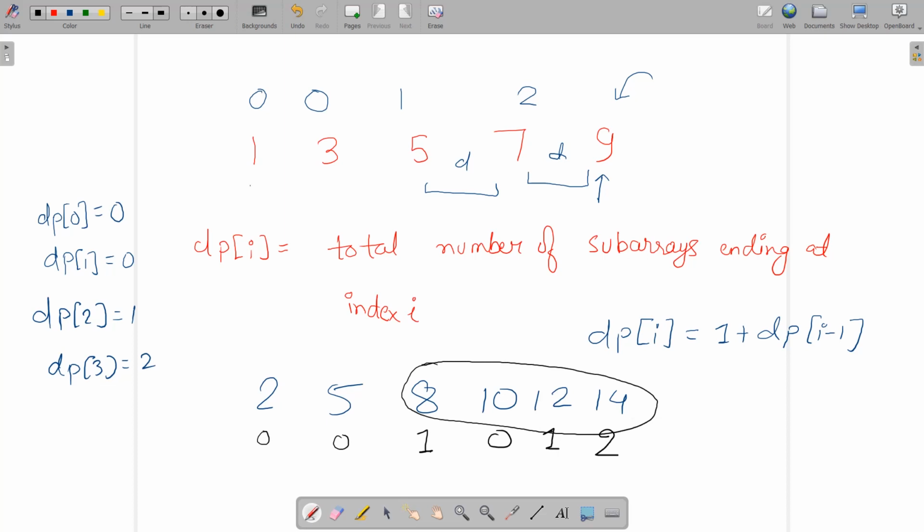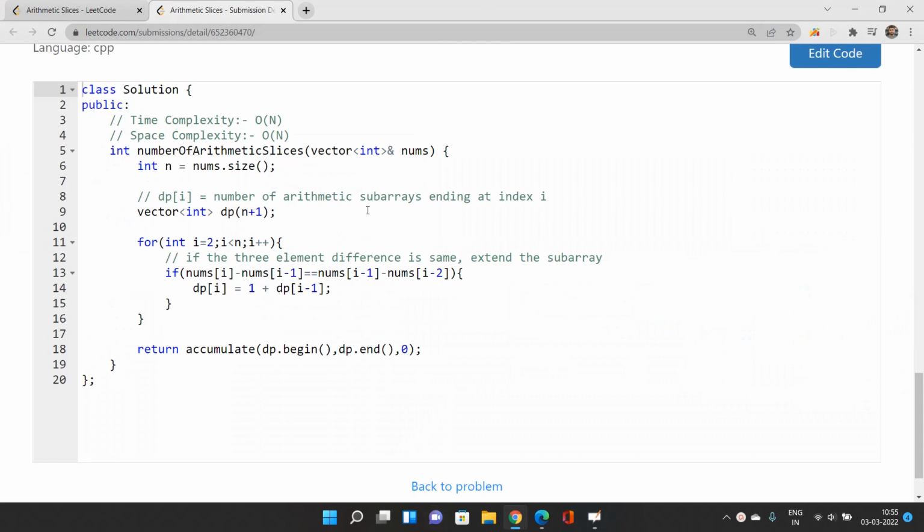You can see the total number of arithmetic subarrays ending at this position 14 is actually what? 10 12 14 and 8 10 12 14. This is actually representing the count. You can extend that subarray if the difference is same. So again you can see value 1 is coming because you will have this subarray, value 0 is coming because you cannot have 3 length subarray, value 2 is coming because we have these two subarrays. So this is the idea basically. So let's look at the code.